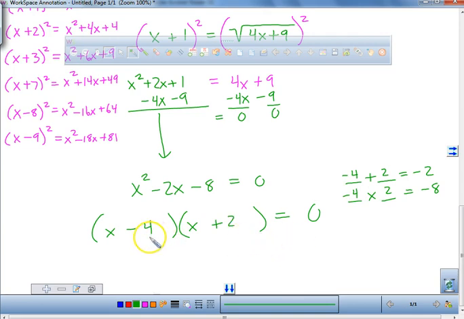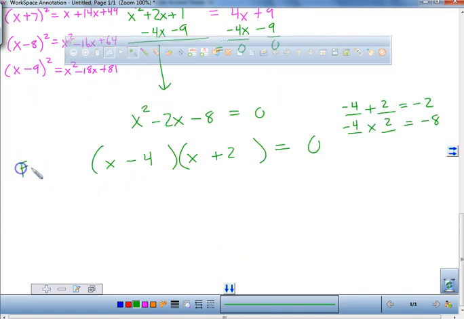How do we check them? Is negative 4 plus 2 equal to a negative 2? Yes. Is negative 4 times 2 equal to negative 8? Yes, it is. So, everybody, we factor these correctly. You have to know how to factor.